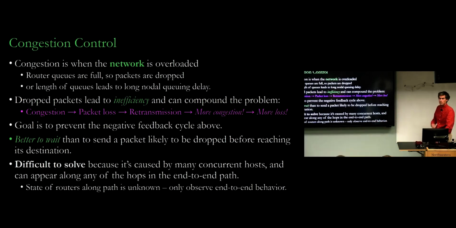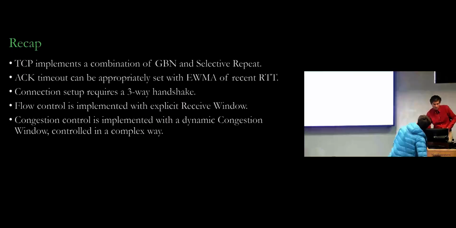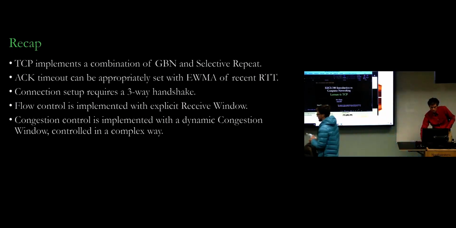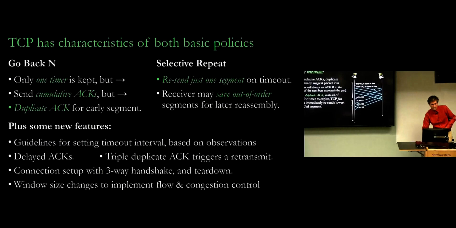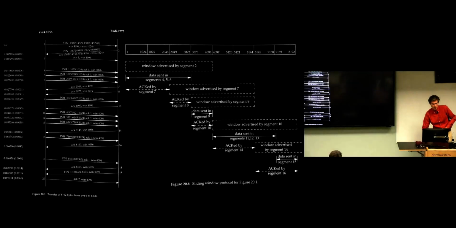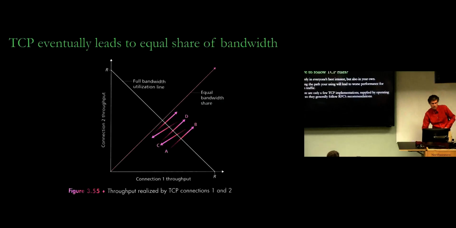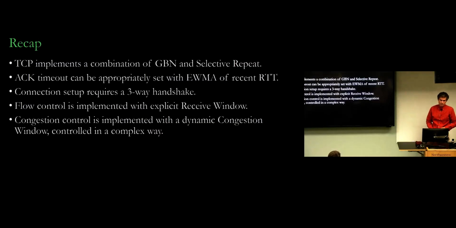Okay, so I'll stop there, at 1:50, and we'll resume next time. Actually, let me go through the recap of what we covered. We talked about TCP. It's a combination of some elements of Go-Back-N and some elements of Selective Repeat. Timeouts are computed based on exponentially weighted moving averages. Don't forget that. Connection setup requires a 3-way handshake, and flow control, which prevents overload on the receiver side, is implemented with an explicit receive window. We didn't talk about this last one.